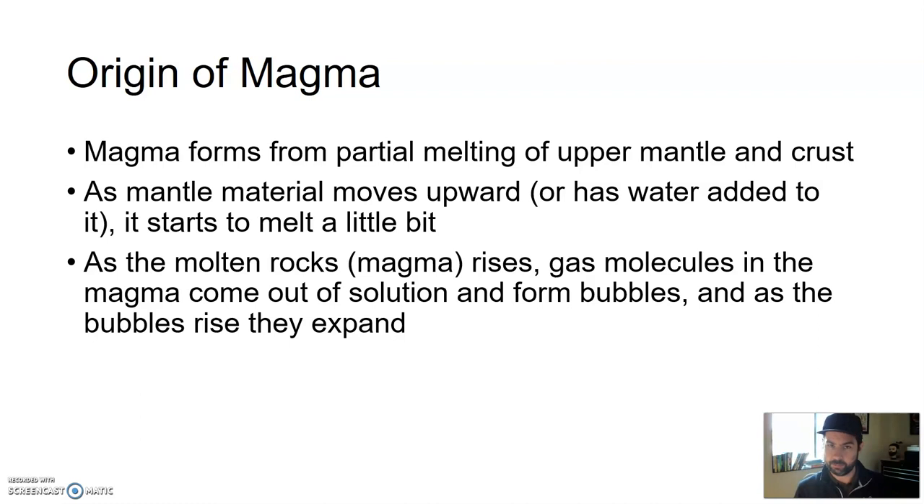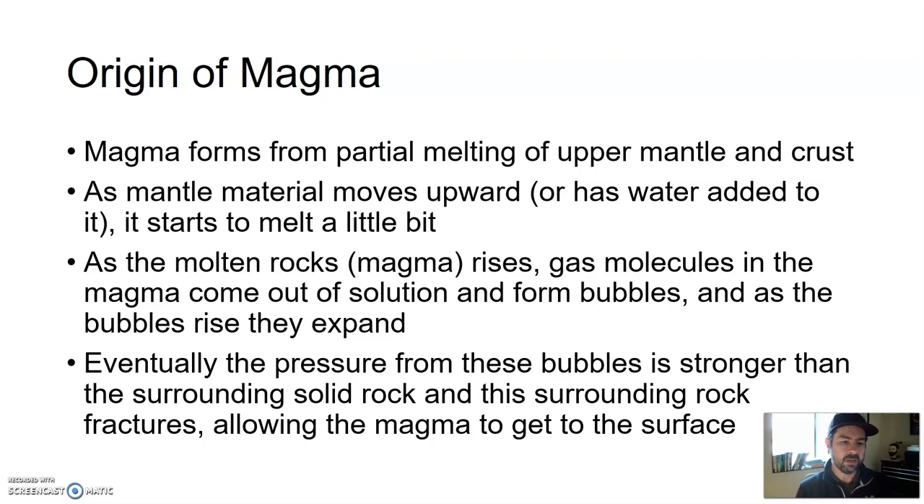Gas molecules in the magma start to come out of solution and form bubbles. As bubbles rise, they expand, since they have to deal with a decrease in pressure as this material is rising up through the upper parts of the mantle and crust. Eventually, the pressure from all these bubbles built into this magma is stronger than the surrounding solid rock, which is under pressure itself. It is fractured due to all this pressure, allowing the magma to get to the surface.